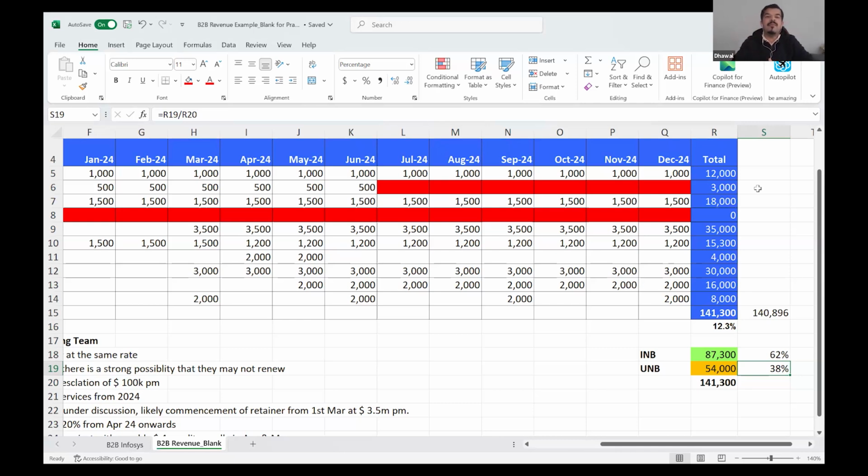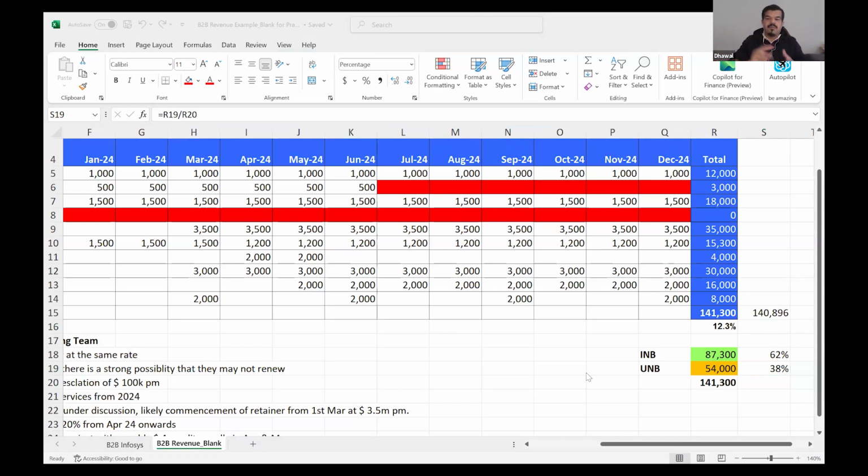First thing, if in the past we have achieved unidentified new business anywhere between 30 to 40%, then this 38% is not high. If my last 3 years average unidentified new business achievement is only 15 to 20%, then this 38% is high. We don't know. This is unrealistic. We don't know where this is going to come from.